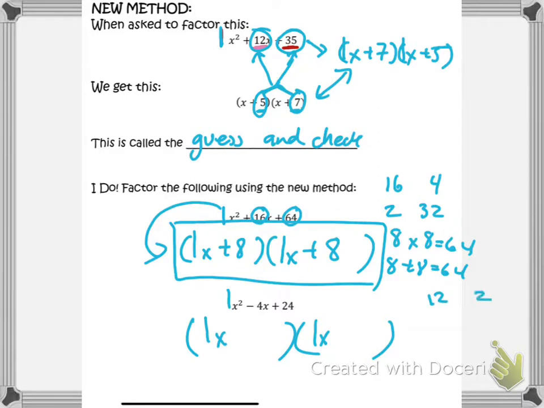12 and 2? No. 6 and 2? Oh wait, sorry, it has 6 and 4. 3 and 8. I think that's it. 1 and 24? Hold up. None of these work. That's because sometimes the trinomial will not be factorable. So I wanted to show you an example where this one is not factorable. I think it's called unfactorable. That's just right, not factorable.